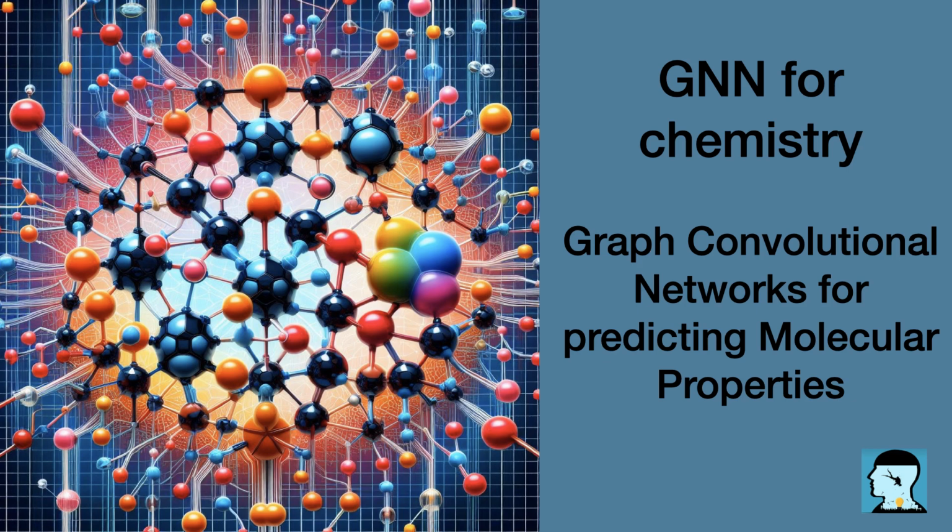Can you provide a technical explanation of how graph convolutional networks work? How do they incorporate neighbor information and achieve permutation invariance?